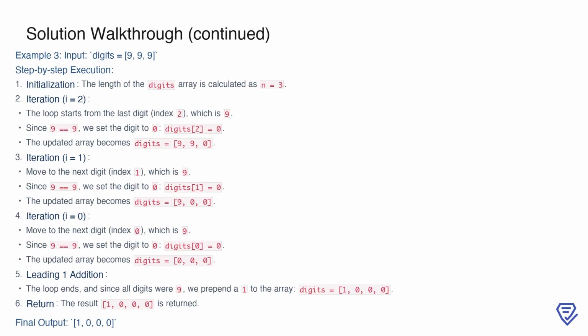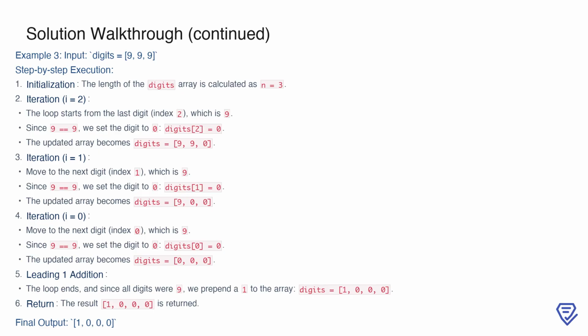In this final example, the input array is digits equals [9, 9, 9]. The array length is calculated as n equals 3, and we begin processing from the last digit at index 2, which is 9. Since 9 is equal to 9, we set this digit to 0, resulting in [9, 9, 0]. The loop then moves to the digit at index 1, which is also 9. Again, we set it to 0, updating the array to [9, 0, 0].